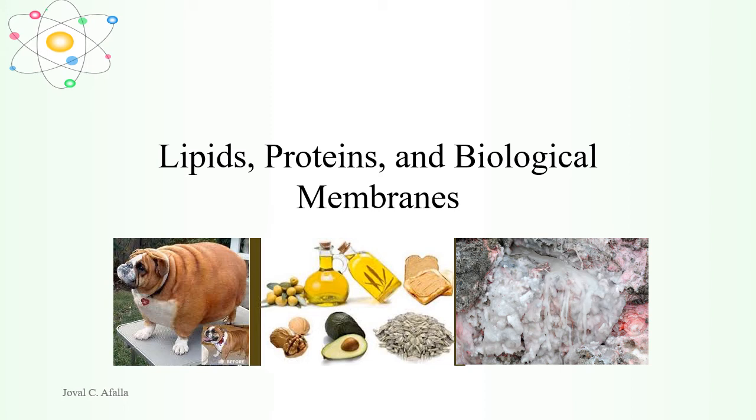In this chapter, we shall be looking at the properties of lipids, proteins, and biological membranes.